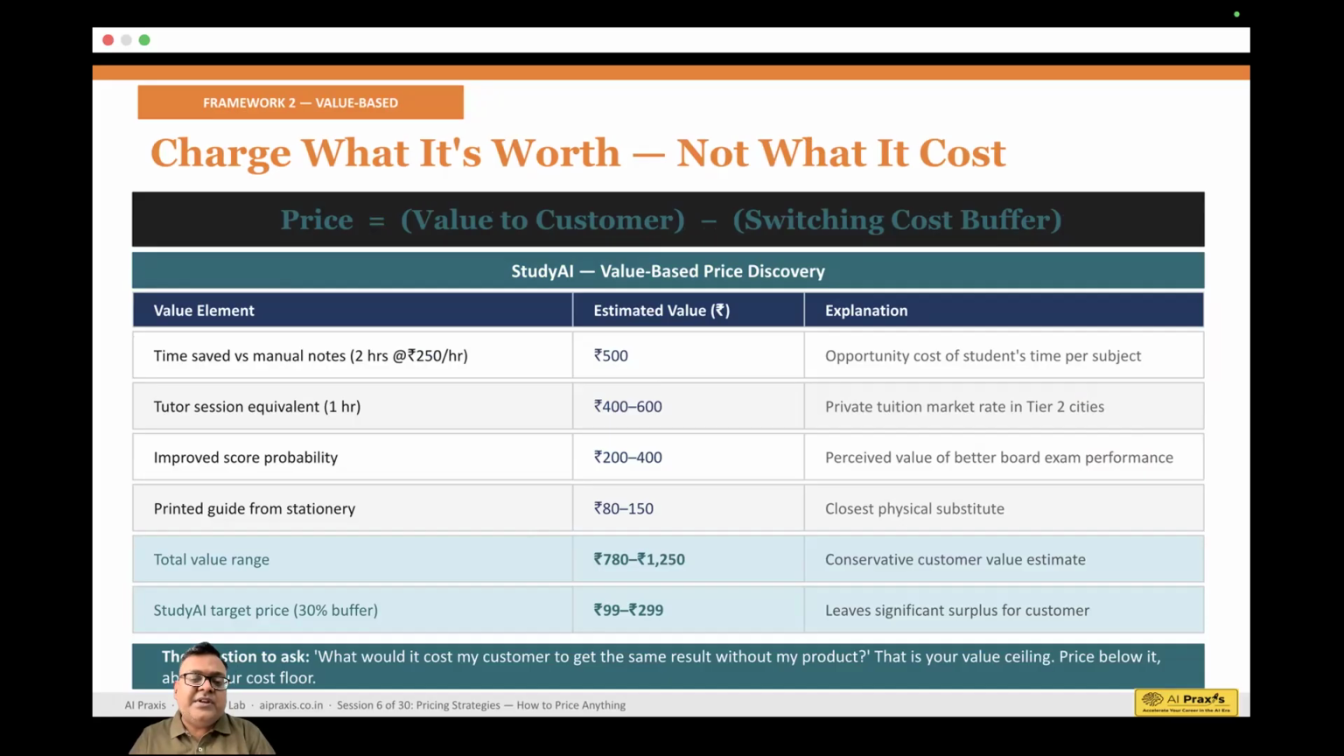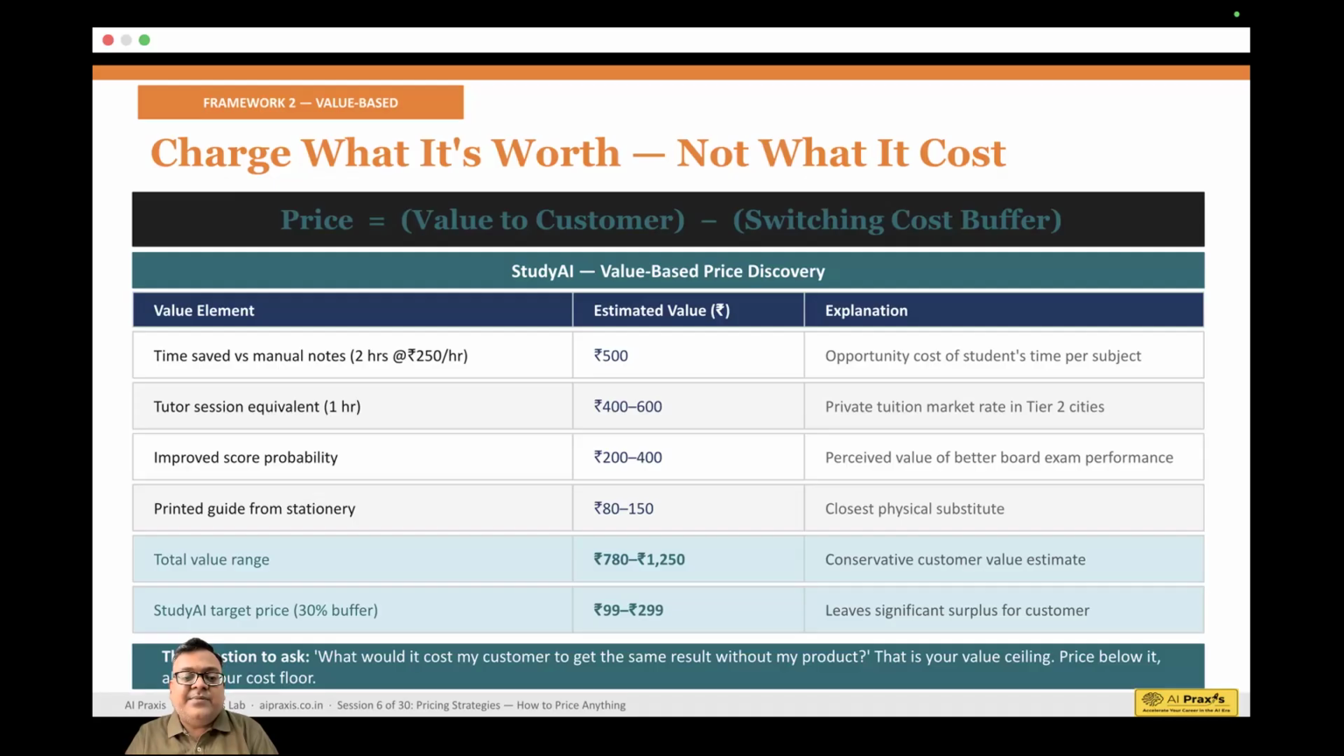Let's understand value-based pricing in detail. The formula here we'll take is price equal to value to the customer minus switching cost buffer. What is switching cost? They might be using a particular product for so long and they're so used to it, habituated, that they feel, what if we change from this product to that product, how much will that cost? And that cost is the switching cost.